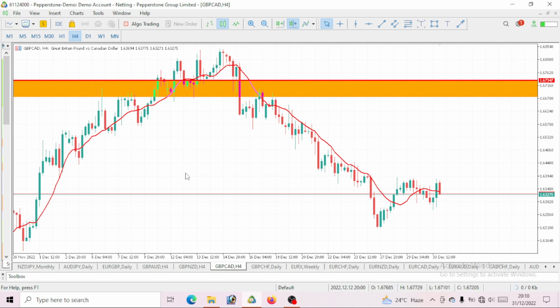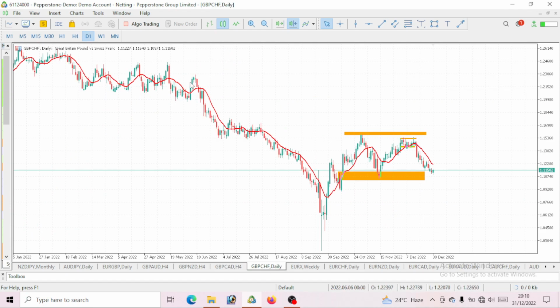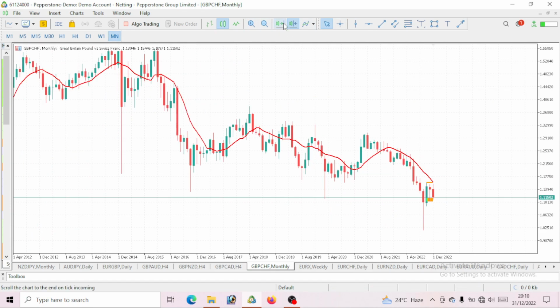So if you want to trade this, there's only one movement you should go ahead and trade or watch out for, which is to go ahead and sell. Do not go long, just sell on GBP CAD. Now that should take us to our GBP Swiss franc for the day.